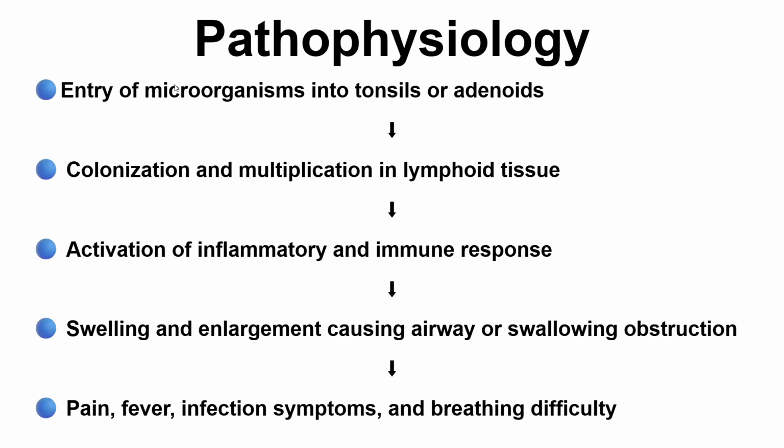Pathophysiology. The microorganisms enter the tonsils through the food and water the person takes, and they can enter the adenoids through inhalation of the air. After entry into the tonsils and adenoids, they colonize, grow, and multiply in the lymphoid tissue, triggering the activation of the immune system and the inflammatory response in the body, which leads to swelling and enlargement of the tonsils and adenoids.